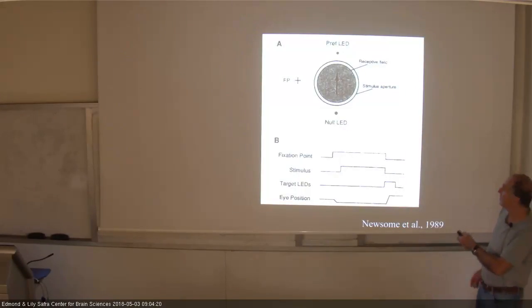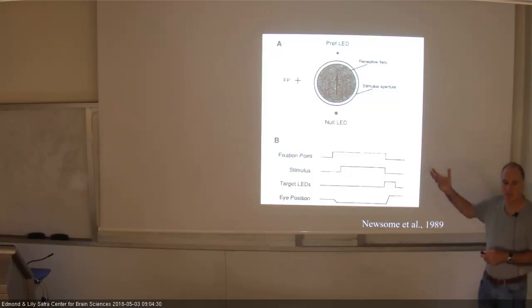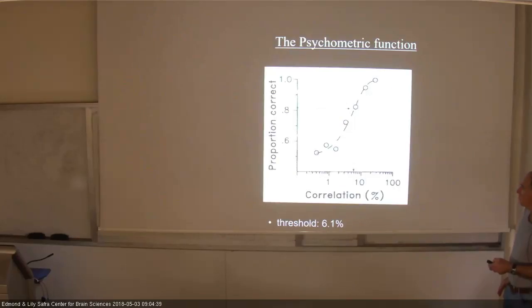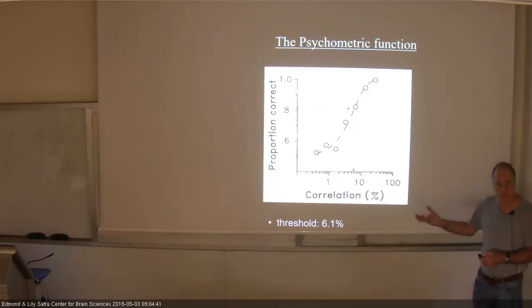So here's the stimulus and the task. The critical point here is that the monkey must maintain fixation so that the stimulus is all the time on the receptive field of the cell. Then you place the stimulus on the receptive field, and it's on for 2 seconds or so. And then you measure, first of all, the monkey's performance.